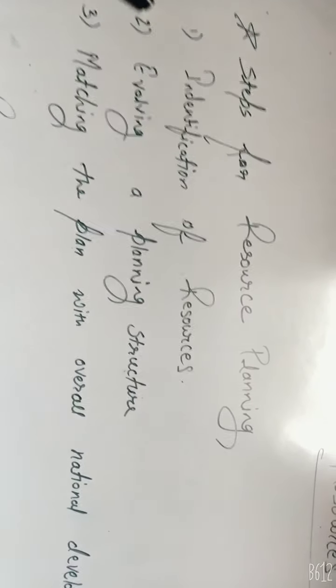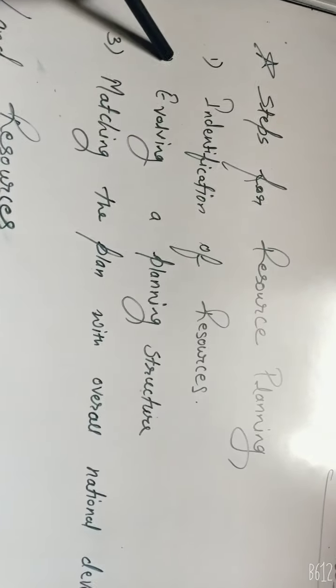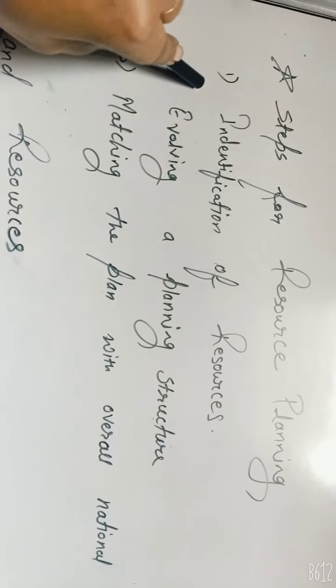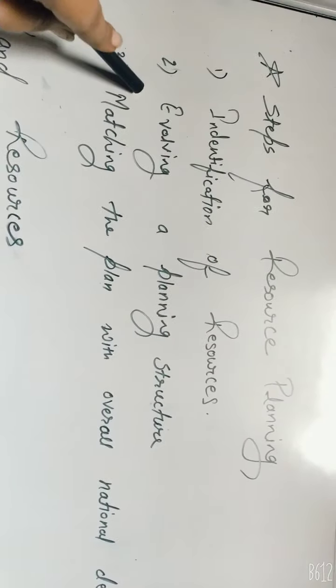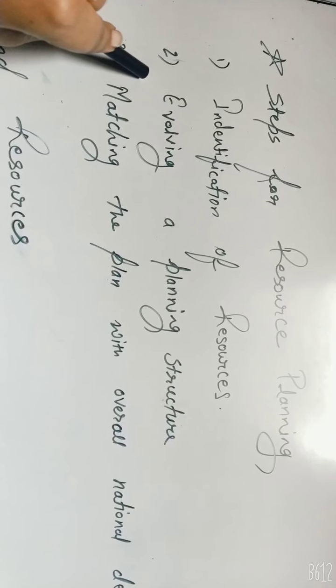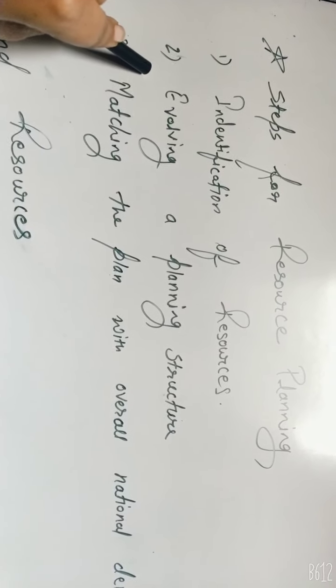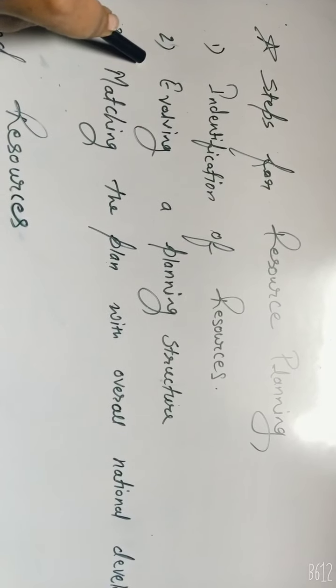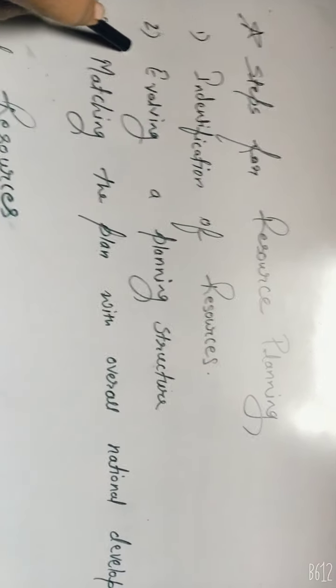So first is identification of resources. First, it's important to identify the resources. Then we will use it. Secondly, evolving a planning structure. A planning structure is always important to use the resources. First, they will plan how much resources should be distributed among the society.